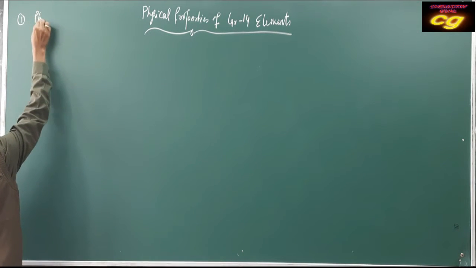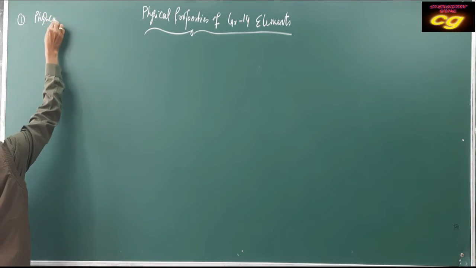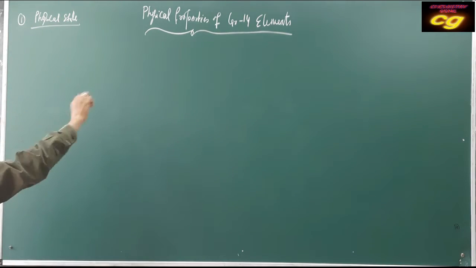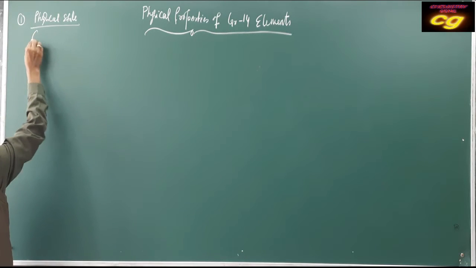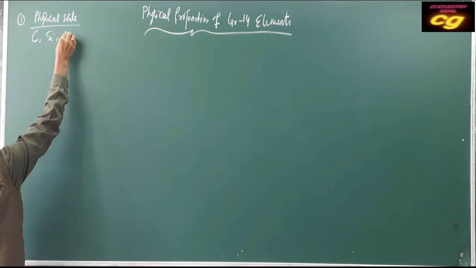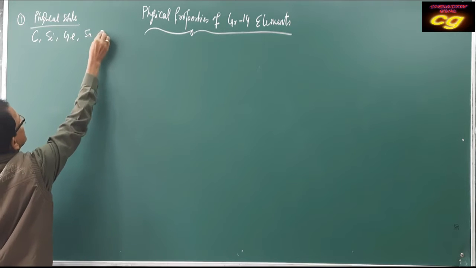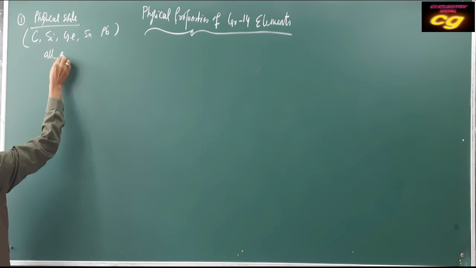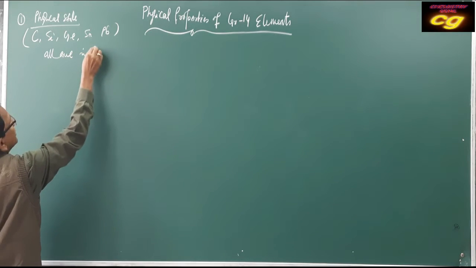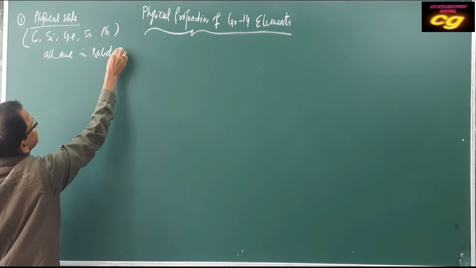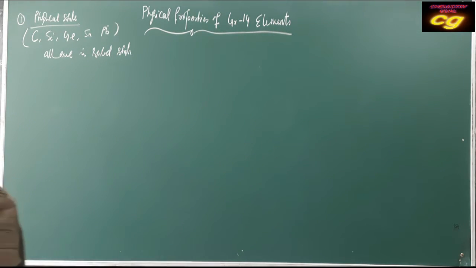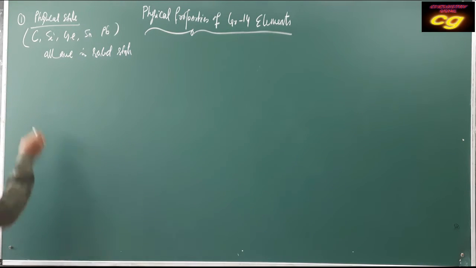Physical state. The elements are carbon, silicon, germanium, tin and lead. All are in solid state. All are available in solid states. This is the important physical state point, that all are in solid state.